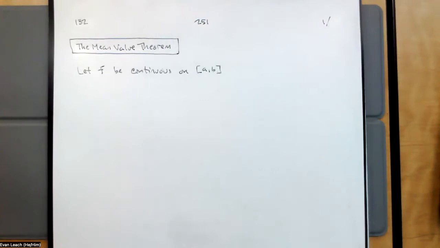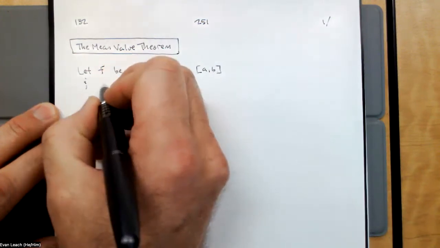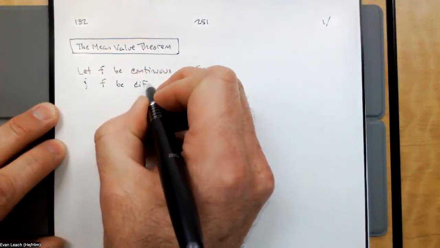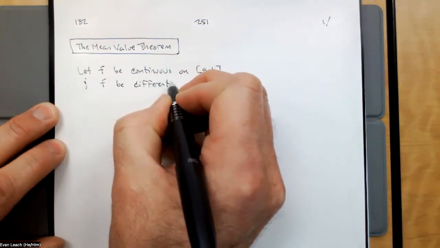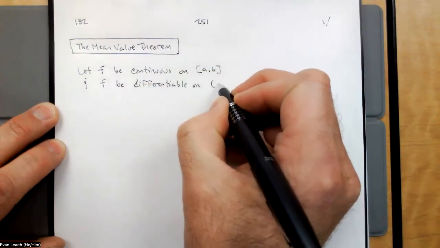All right, here we go. Like most theorems in Calc 1, we need a function that's continuous on a closed interval. So let f be continuous on this closed interval, and also let f be differentiable on the open interval.